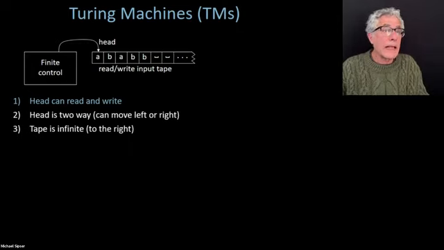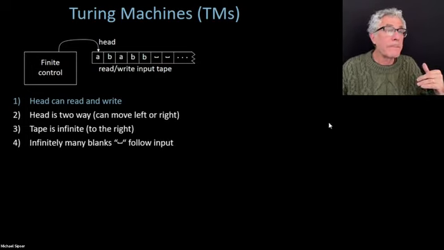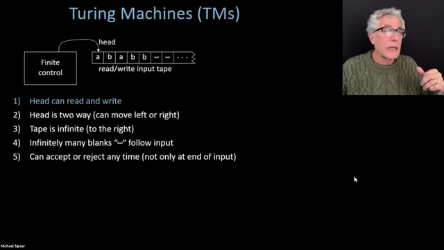So we're not going to limit how much storage the machine can have. Instead of just having the input on it, the tape is going to have the input, and then the rest is going to have infinitely many blank symbols following the input. So the tape is infinite in the right-hand direction. I'm going to use that symbol for the blank to follow the input.